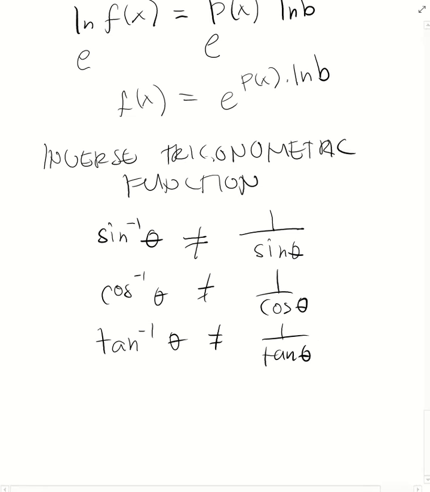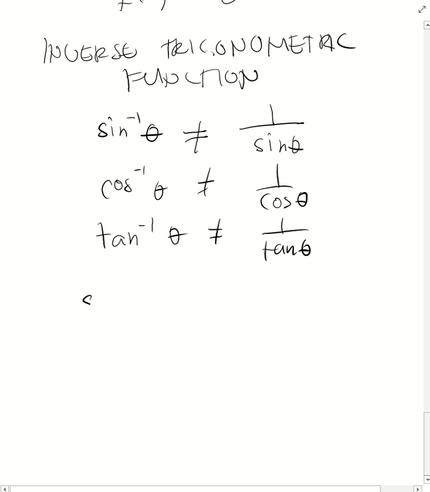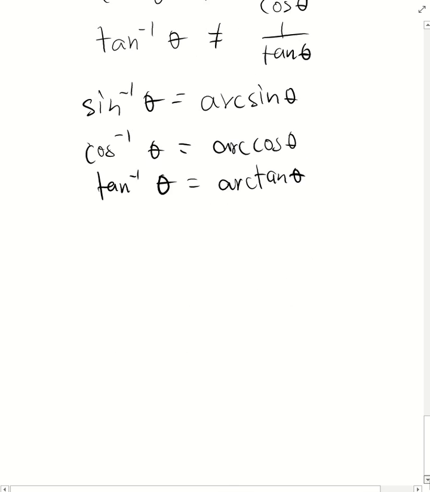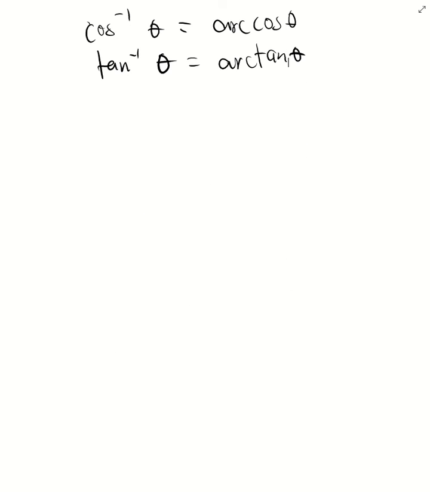Another notation for inverse trigo, they use arc. So this means sine inverse theta is the same as arc sine theta. Cosine inverse theta is equal to arc cosine theta. Tangent inverse is equal to arctan. So it's the same, sine inverse or arcsine. It's better to use arc so that you can tell that it's not equal to 1 over sine theta. It's arc, so it will never be equal to 1 over sine theta. So that's inverse trigonometric.